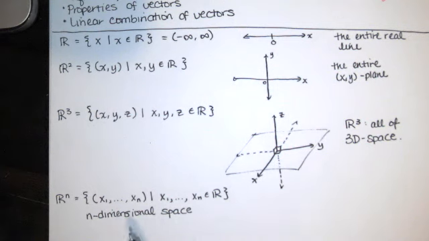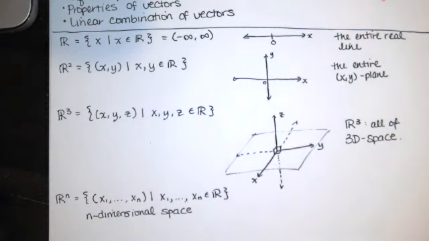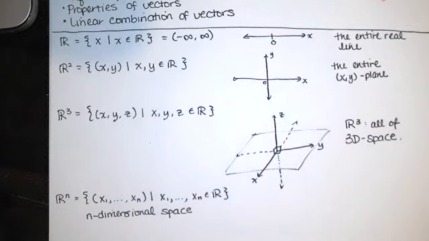We can't visualize it, but we can think of these variables x sub 1 through x sub n as being independent from each other, and in some sense representing perpendicular directions in n-dimensional space, even though we can't visualize it because we're in three-dimensional space. Okay, so that is what Rn is.